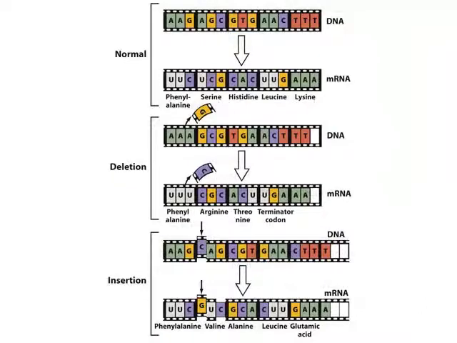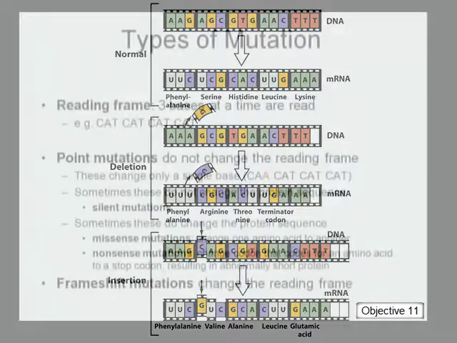We can also have frame shift mutations which change the reading frame. If I insert a letter between T and C, now instead of CAT, CAT, CAT, as I'm reading along, I have CAT, ACA, TCA, TCA, TCA. I've changed the reading frame.